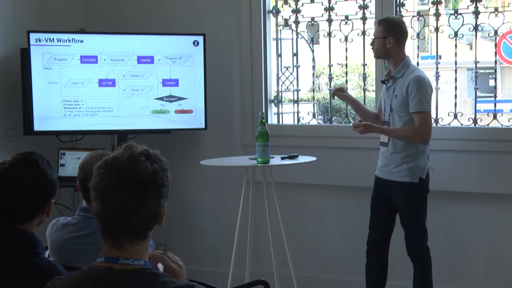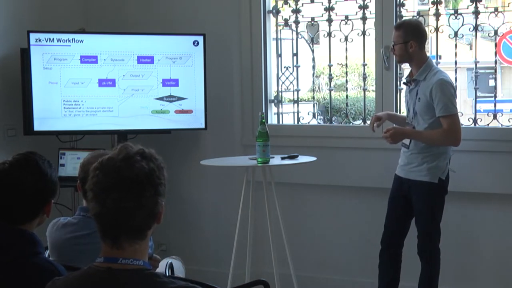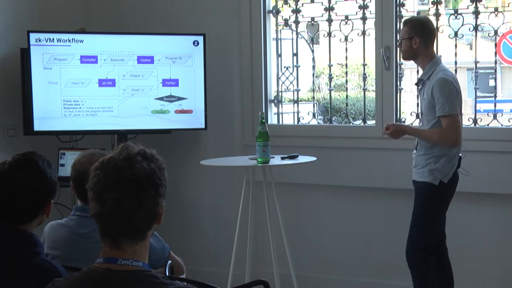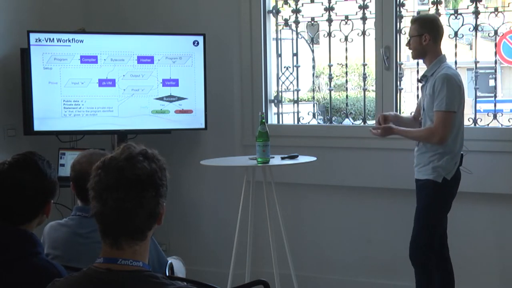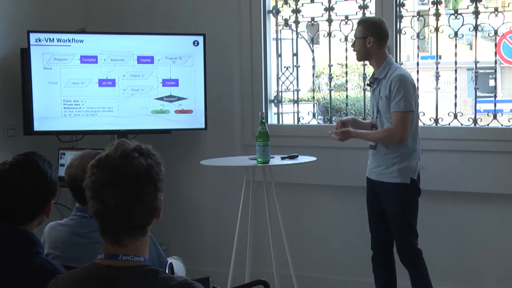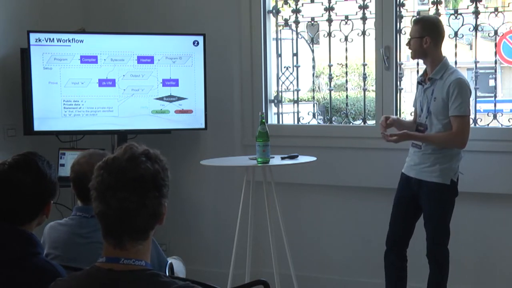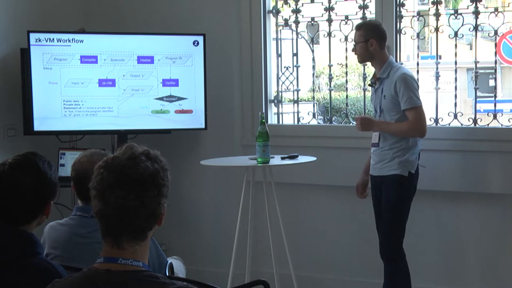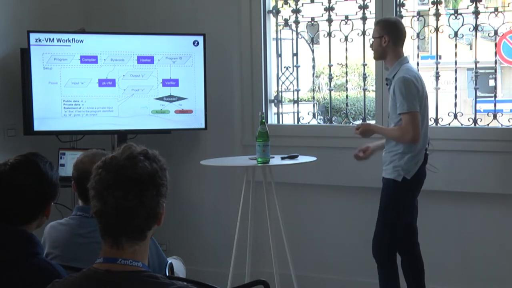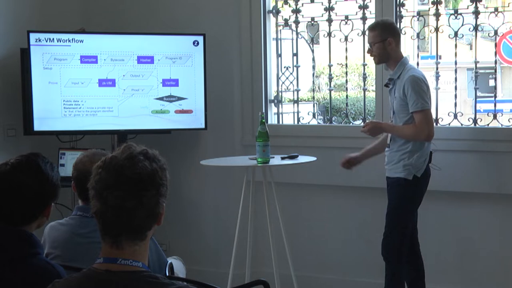And then this proof can be independently verified by everyone, basically. So the verifier algorithm takes in input the program ID, the output, and the proof, and checks if the proof is valid. If it's valid, then it gets accepted. If not, it gets rejected.